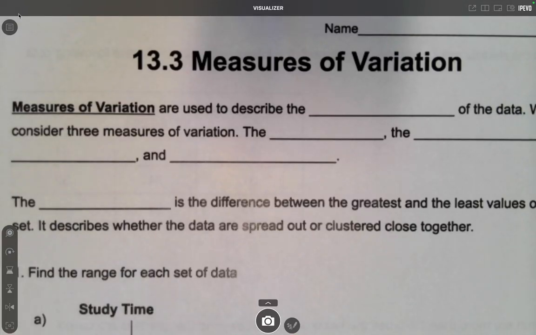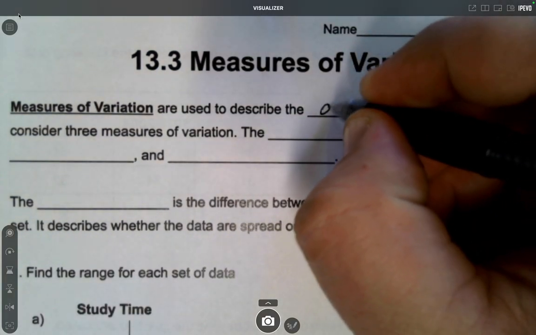In section 1 of this chapter, we talked about measures of center, or measures of central tendency. Measures of center, that was the mean, median, and mode, is when we're trying to find one number that helps give a summary of the data. Now, measures of variation are used to describe the distribution.